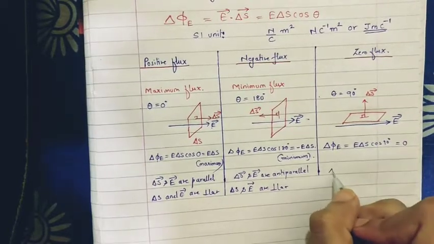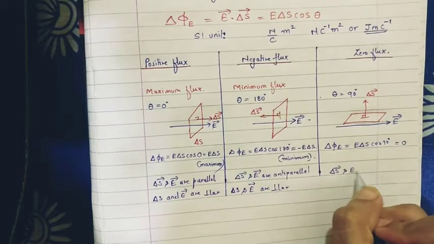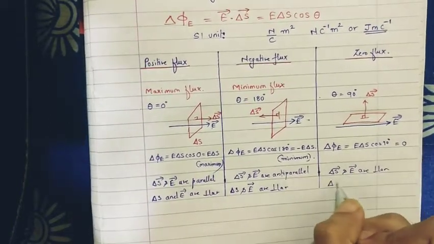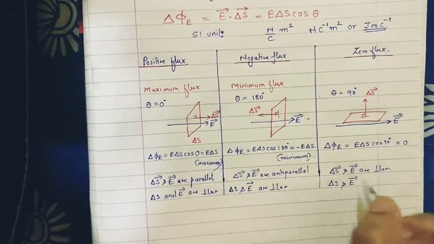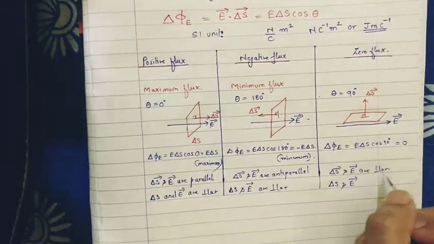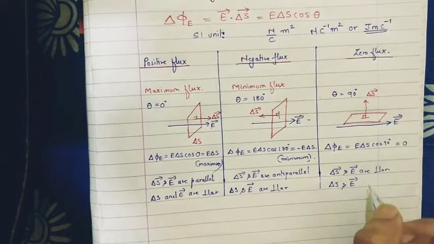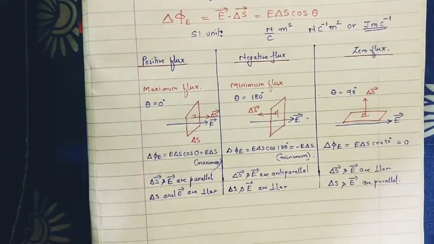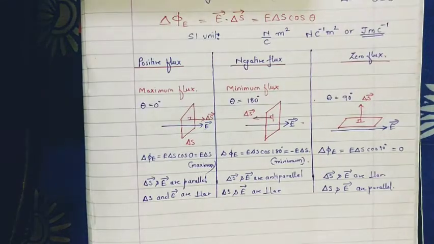So in this case delta S vector and E vector are perpendicular, but the area and electric field vector are parallel to each other. So this is your simple concept of electric flux.